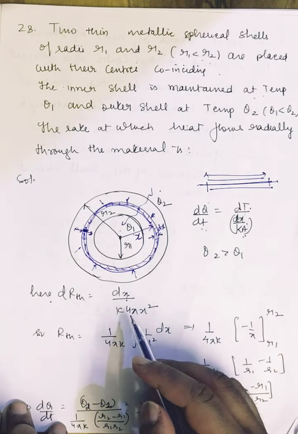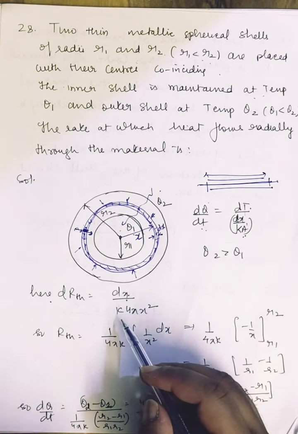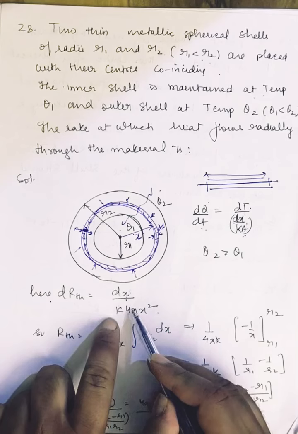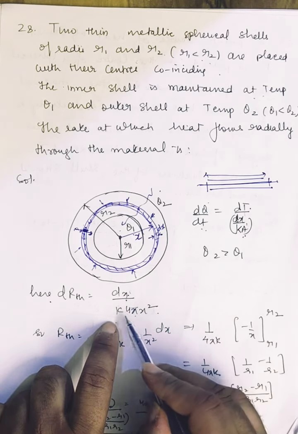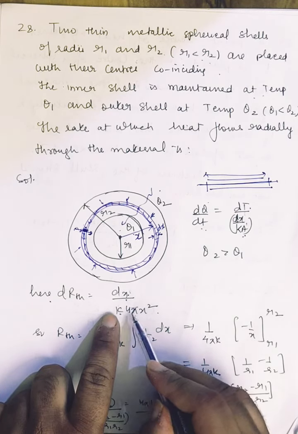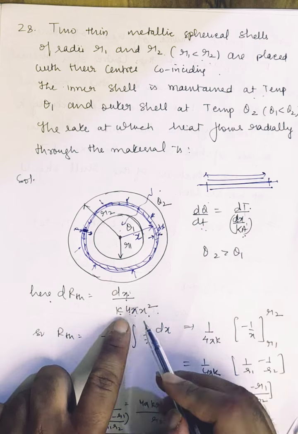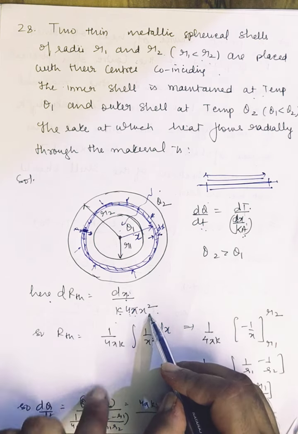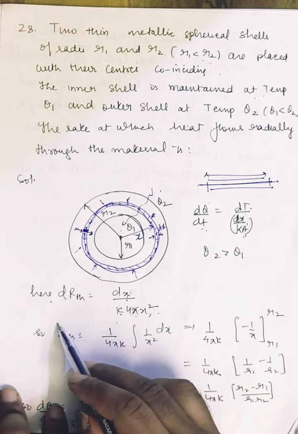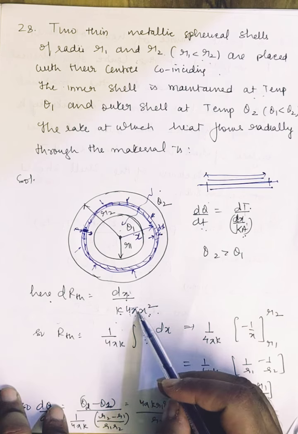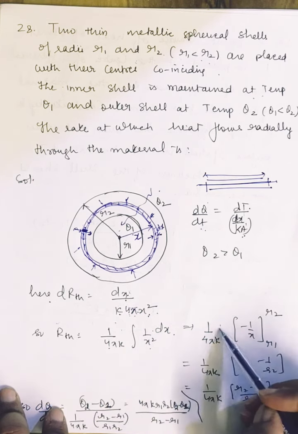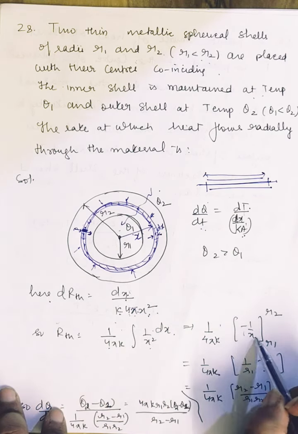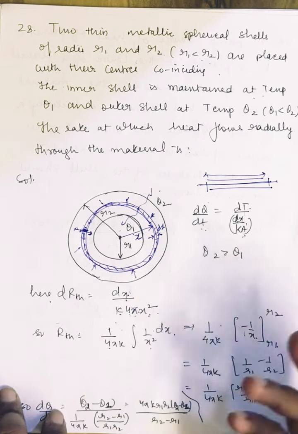Then the simple logic that we use is the sum of dx by KA, and the area is taken as that of the sphere. K is the thermal conductivity and the area is, as we know for spherical bodies, 4πx². So our thermal resistance will be, on integrating, 1 upon 4πK, which is a constant and can be taken out, times the integral of 1 by x² dx, which is 1 by 4πK times minus 1 by x from R1 to R2. That is what we are required to find.